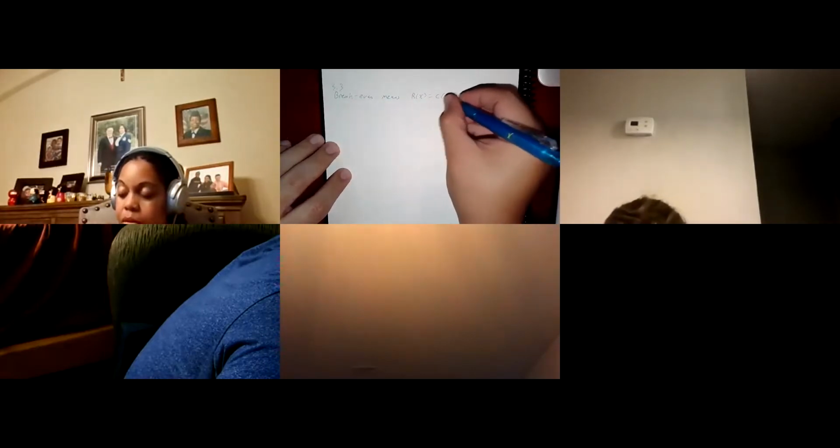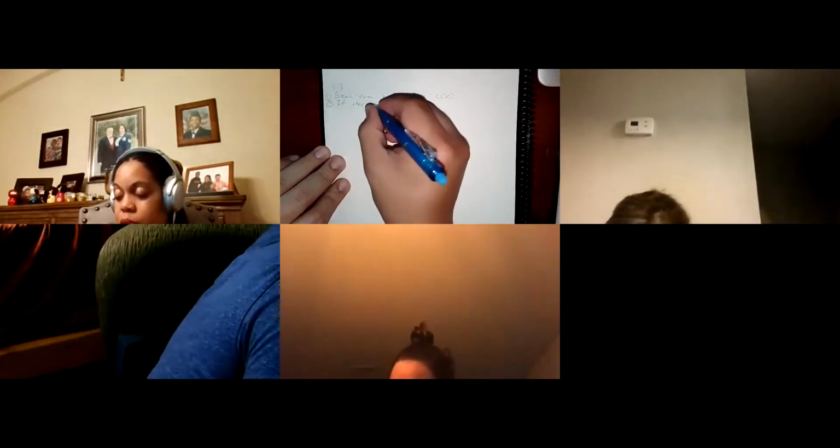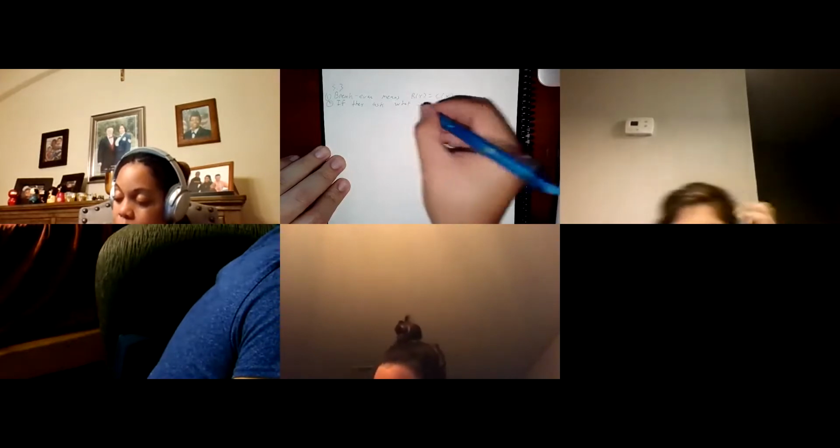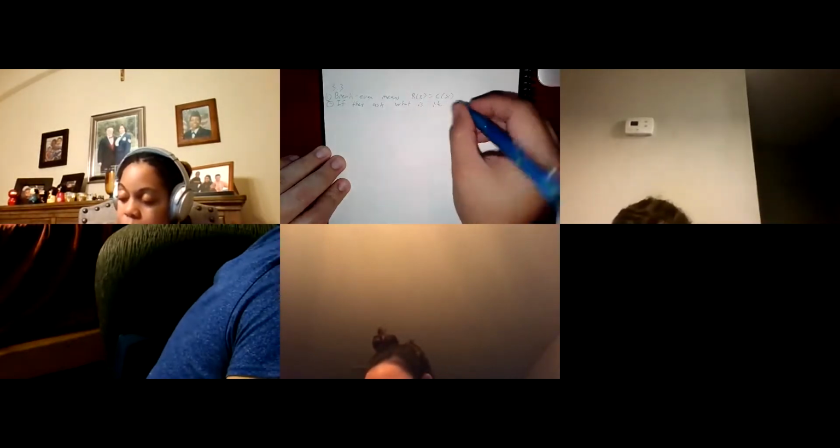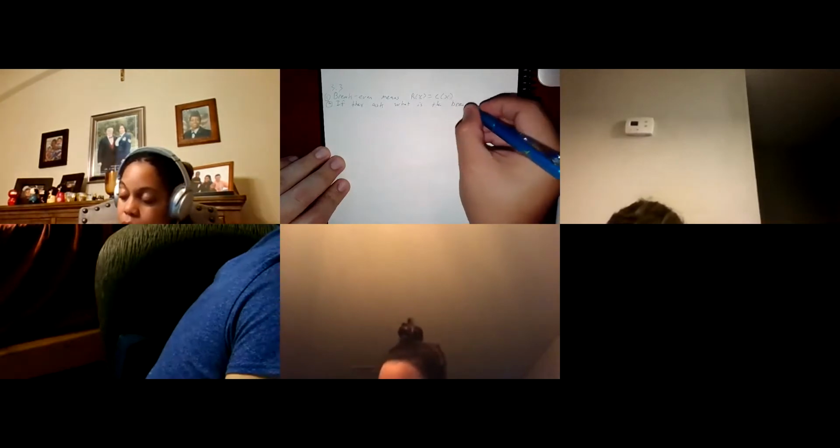Break-even means that the revenue function is equal to the cost function. If they ask what is the break-even point, set R of X equal to C of X and solve for X.